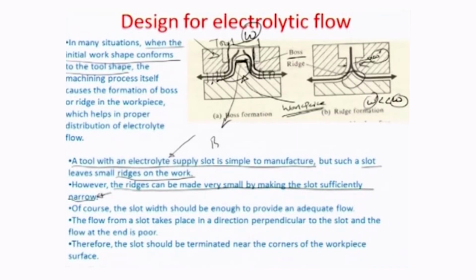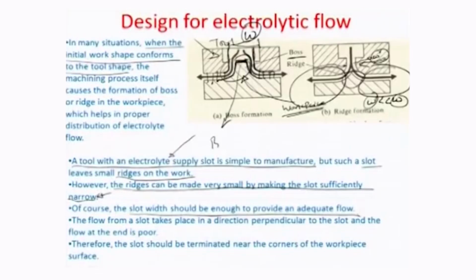But then the downside of having a very narrow slot is that sometimes the flow may not be enough, so that the whole area on this other part of the workpiece may be covered with the flow. So, the slot width should be designed with an idea of how much it would leave in terms of boss or ridges on the surface, and also with an idea of how much electrolyte really needs to be dispensed per unit time, so that the whole area of the workpiece surface may be covered.